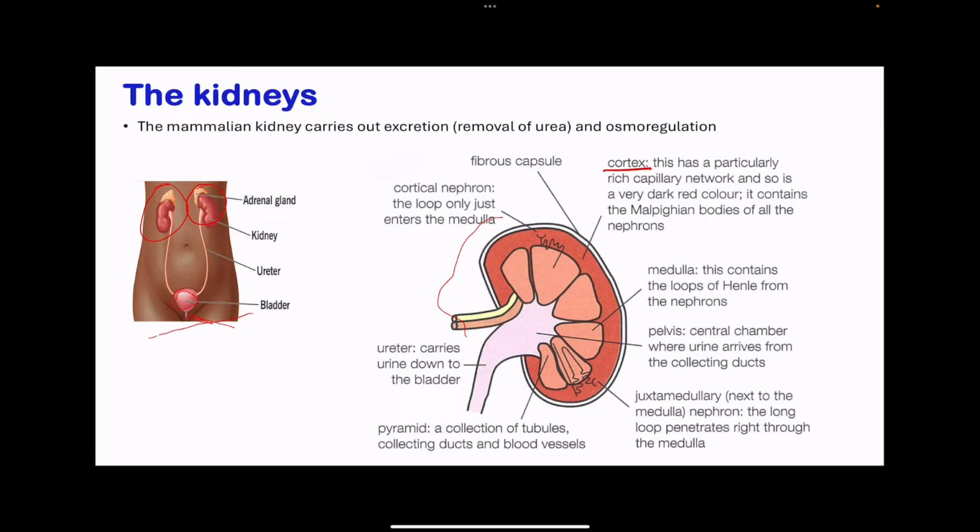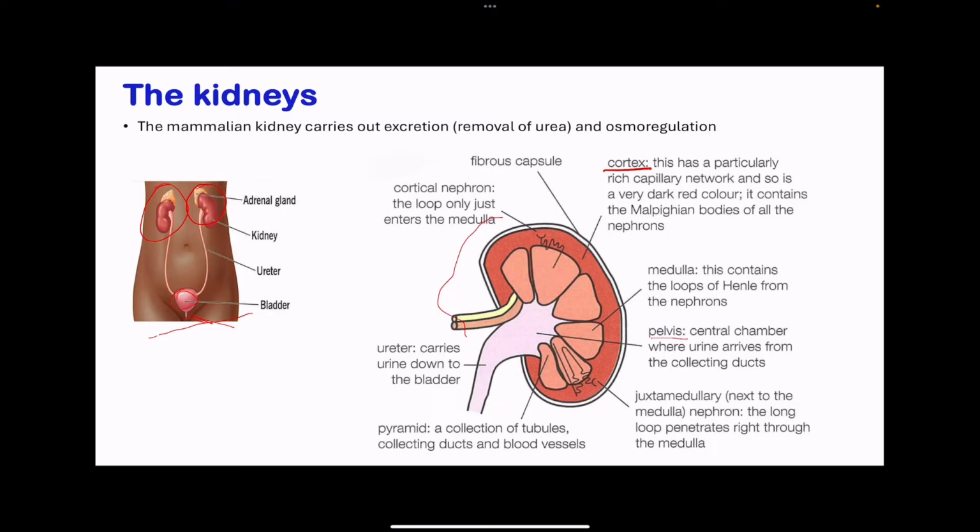The next part is the medulla, which contains the loops of Henle of various nephrons. Then we have the pelvis. This is where the urine is going to collect when it comes out of the collecting duct before it goes into the ureter. Now here we have 2 types of nephrons.